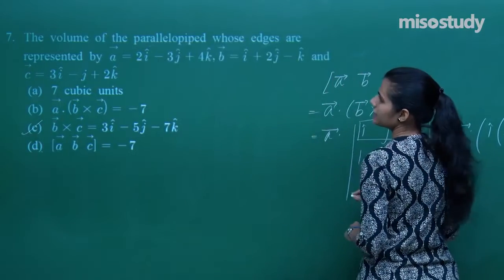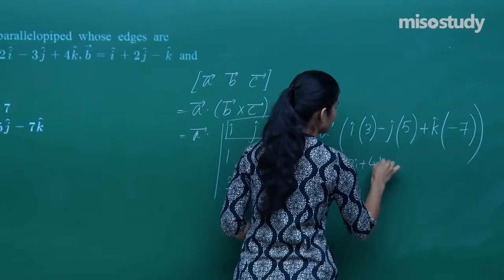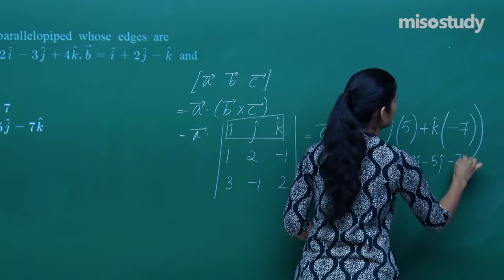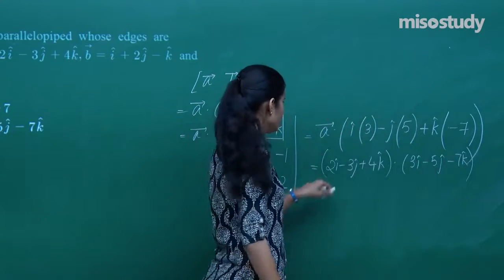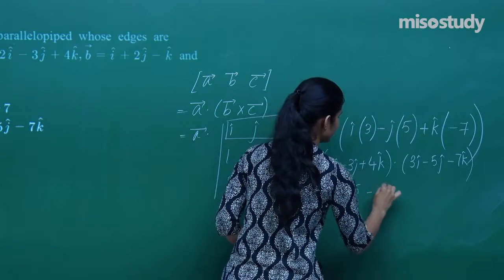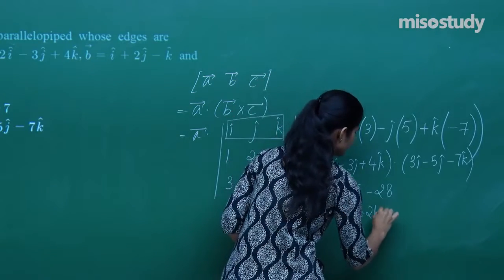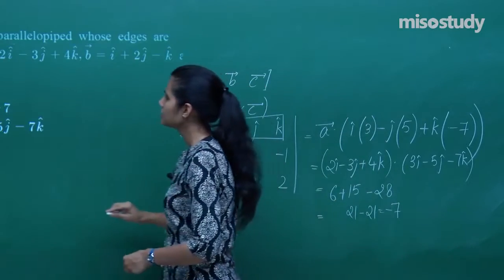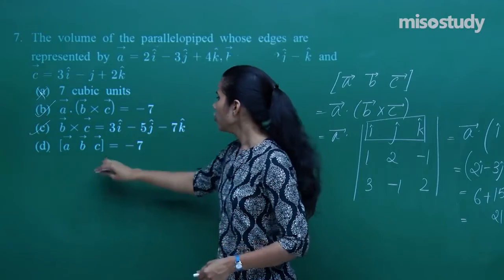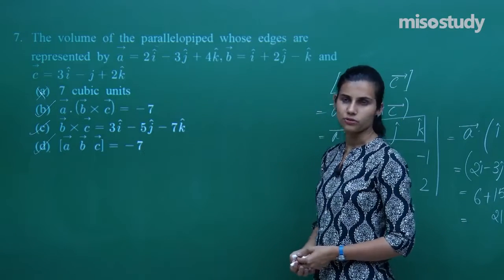Now what is A vector? A vector is 2i cap minus 3j cap plus 4k cap, dot product with 3i cap minus 5j cap minus 7k cap. So you get 2 into 3, which is 6, plus 15 minus 28. So this becomes 21 minus 28, which is minus 7. So your answer is not 7 cubic units, but actually A dot B cross C is minus 7, or the ABC scalar triple product is minus 7. The volume comes out to be minus 7 cubic units.